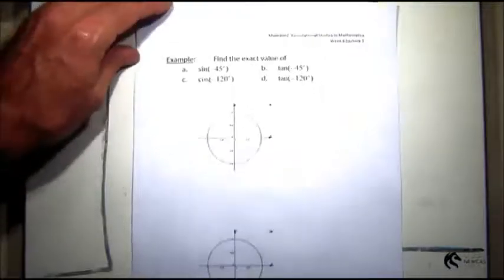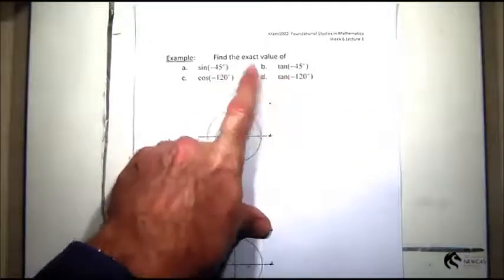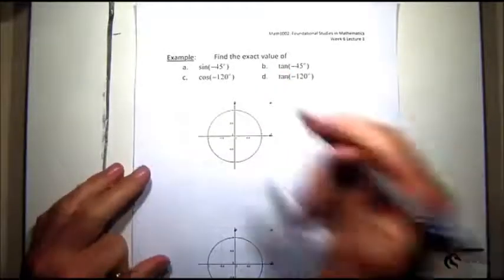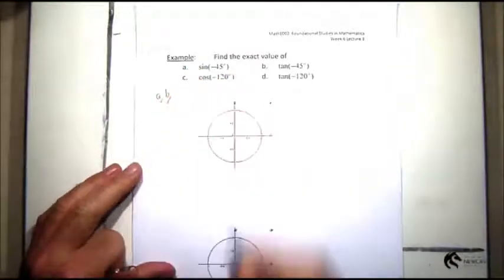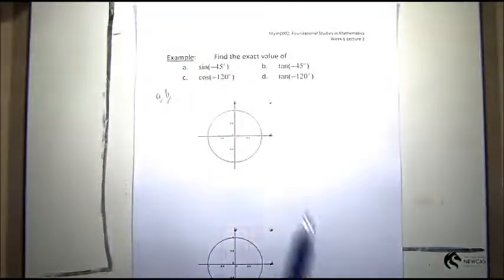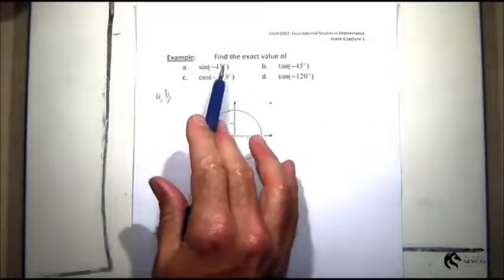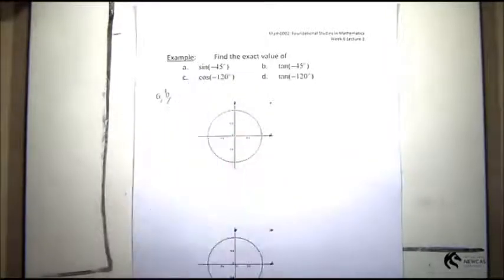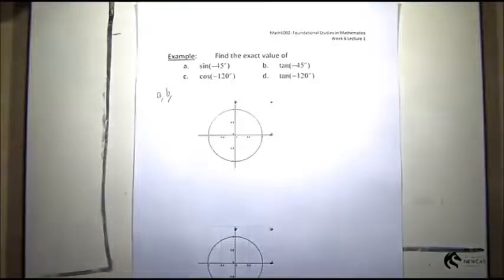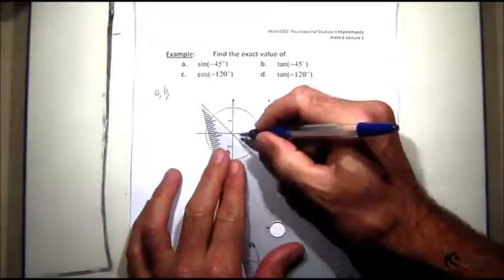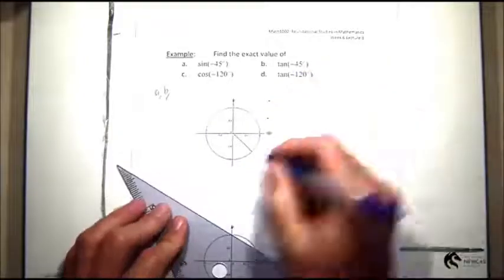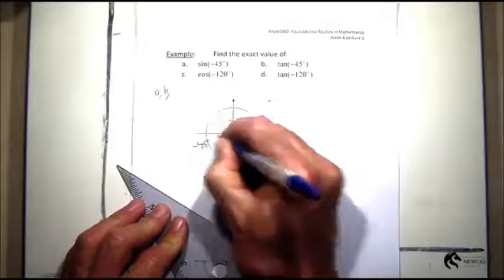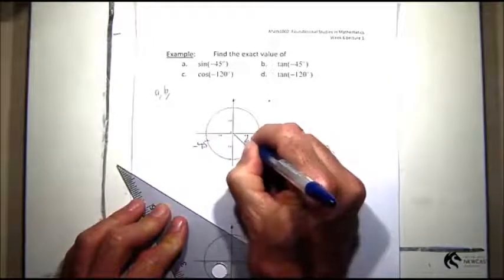It says, find the exact values in this case of sine and tan of minus 45 degrees. So let's do A and B in the one picture. My task is to find the point P whose radius makes an angle of minus 45 degrees with the positive x-axis. So that's going to put me, and I'll make it a little bit neater, it'll go through here. So here will be my point P sitting there, and that angle is minus 45 degrees.